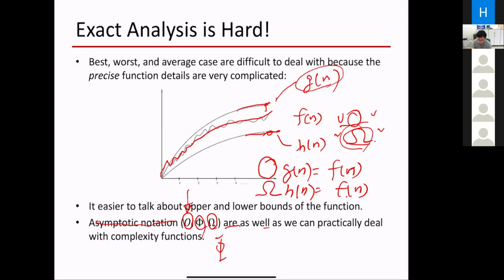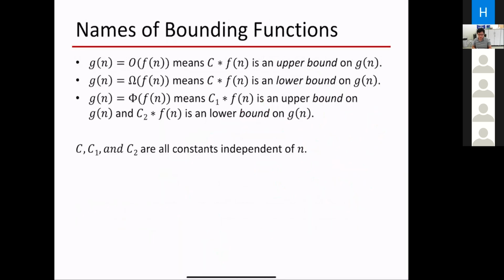What happened to theta? Theta means I can define upper and lower at the same time. We're going to talk about theta of n more. So, names of bounding functions: g of n is big O of f of n means c times f of n, where c is a constant, is an upper bound on g of n. They are the boundary. So f of n is an upper bound of the function g of n. Clear?